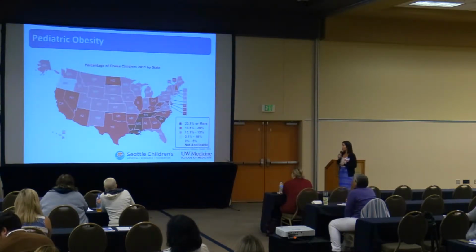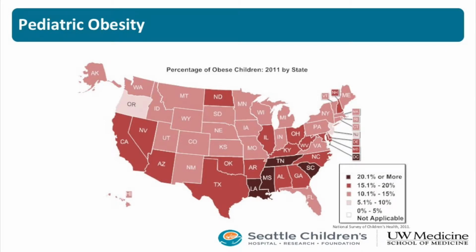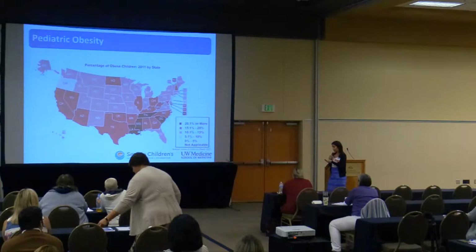So unfortunately, obesity is spreading like wildfire. I trained in Texas, and about 20 to 50% of children are obese. Here in Washington, it's a little bit smaller. I'm from Puerto Rico. We're not on the poll, but I bet about 20 to 30% because we're Hispanic.